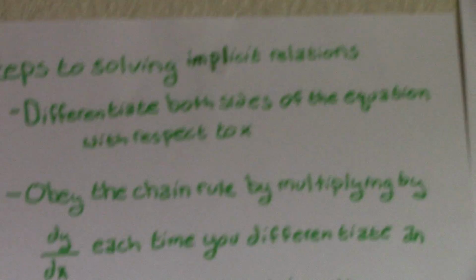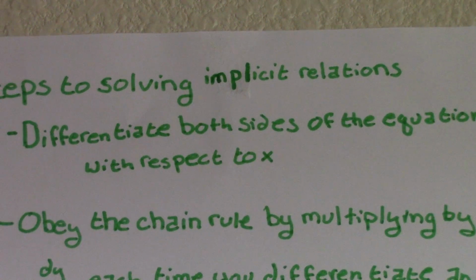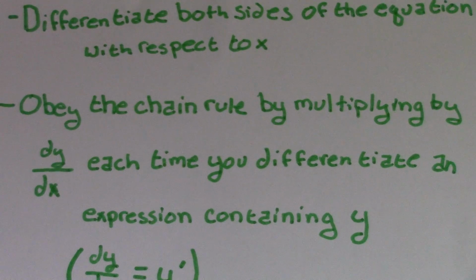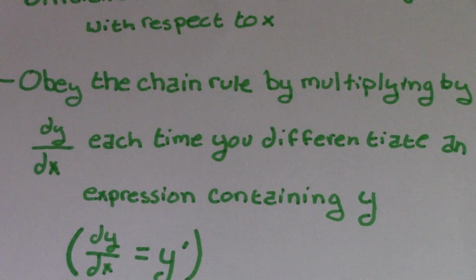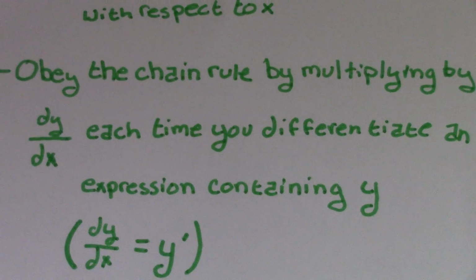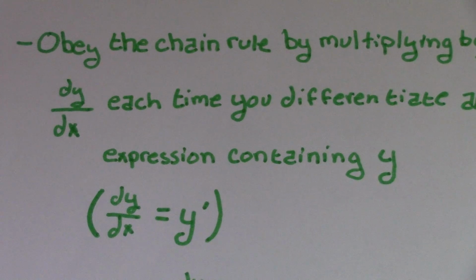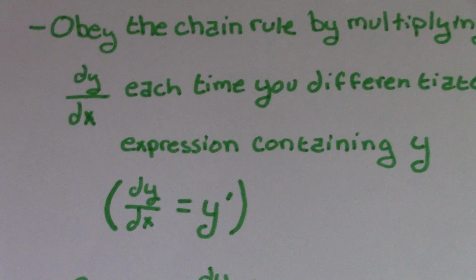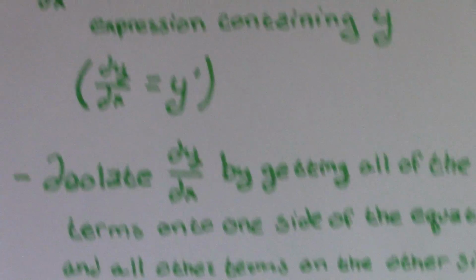Now the steps of solving this one. First, we differentiate both sides of the equation with respect to x. Second, obey the chain rule by multiplying by dy/dx each time you differentiate an expression containing y. This kind of tripped me up because I was looking in the book and it was confusing, since I learned it differently. But dy/dx is the same as y prime, or the derivative of y.